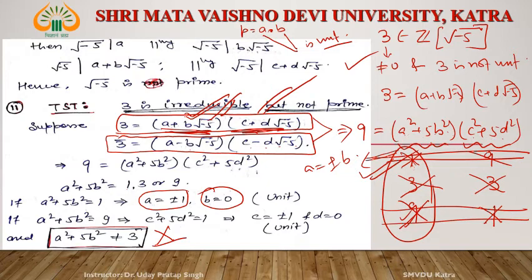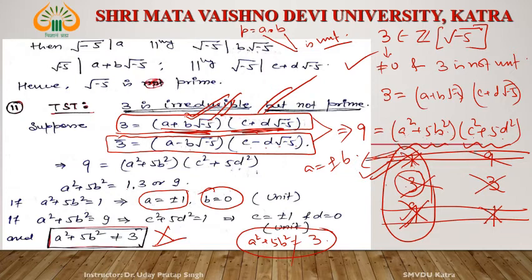And suppose a² + 5b² = 3, then they are not units. Then what will we do? See, a² + 5b² = 3 doesn't have a solution. Why? Because a and b are integers, so no integer can be possible for a and b such that a² + 5b² = 3. Similarly, c² + 5d² is not possible to be 3.